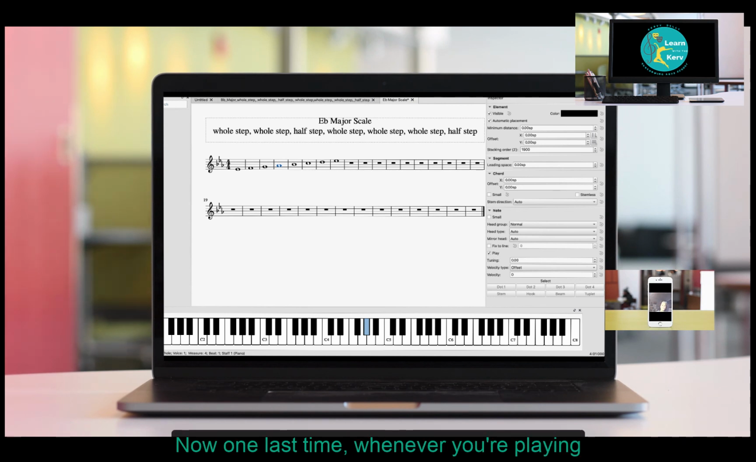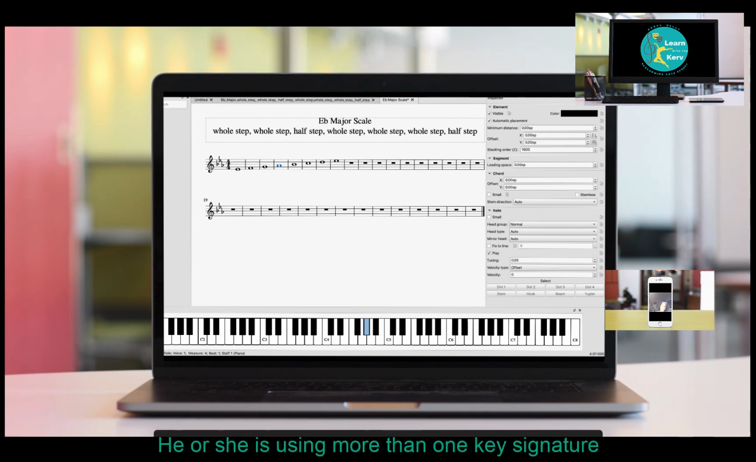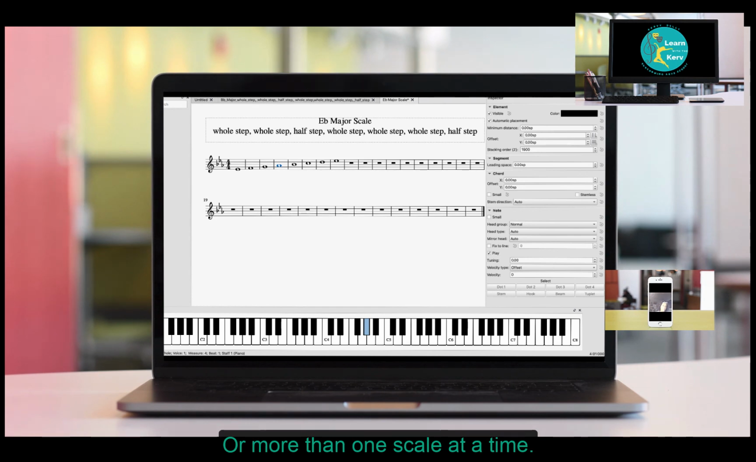Now, one last time, whenever you're playing music, if you see that there's a flat sign or a sharp in front of a note, it means that the composer modulates to a different key, meaning he or she is using more than one key signature or more than one scale at a time.